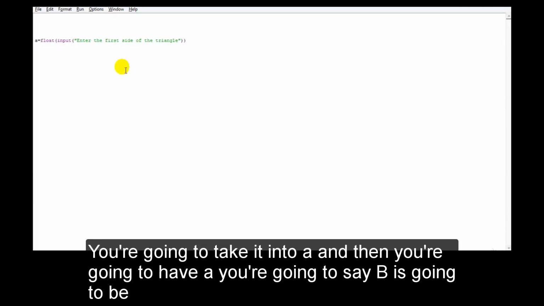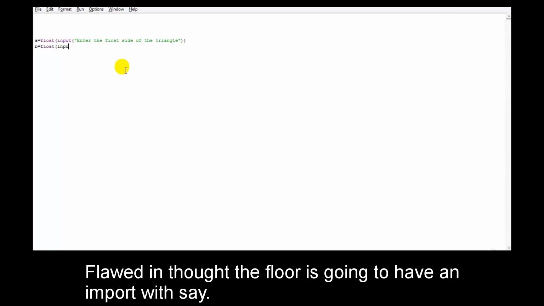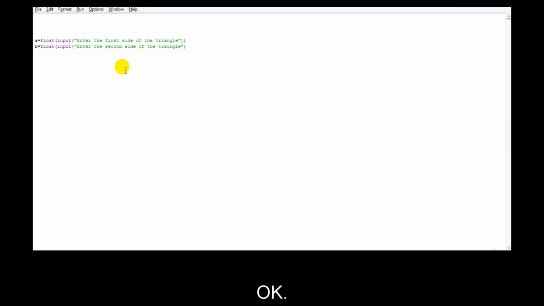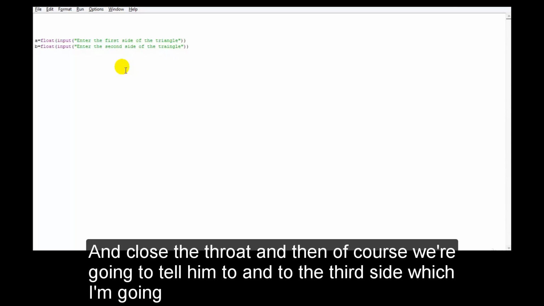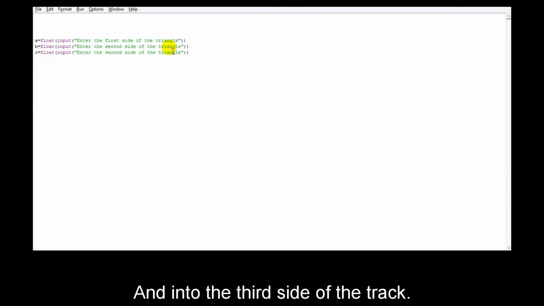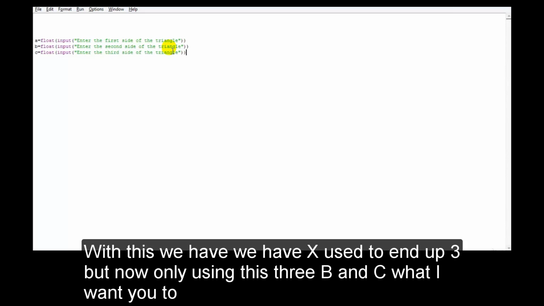We're going to take it into A, and then B is going to be float input, which says enter the second side of the triangle. Close the float, and then of course we are going to tell him to enter the third side, which I'm going to take in C. Oops, this is triangle, right? Enter the third side of the triangle. With this we have asked the user to enter 3 values.